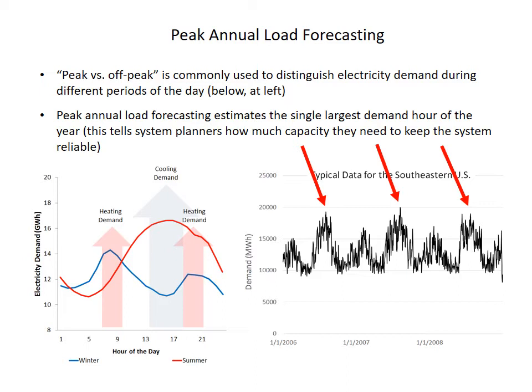So what we're saying here implicitly is that if we design a system with enough generating capacity so that during the hottest day of the summer we can meet electricity demand, then we're basically assuming that every other period of the year will be fine as well. And so in this figure at the bottom right, I've identified with the red arrows what the peak annual load or demand is for each of these years.